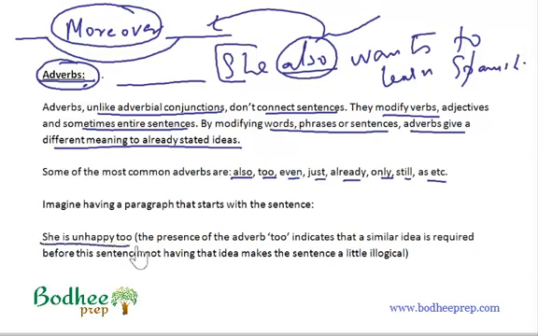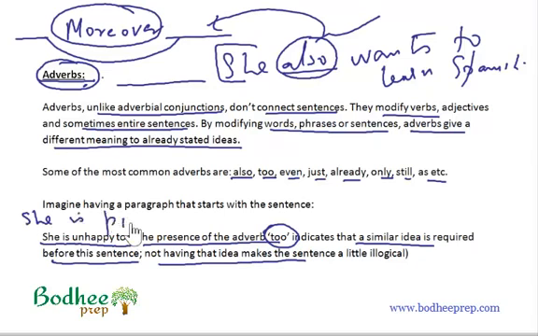She is unhappy too. The presence of the adverb too indicates that a similar idea is required before this sentence. Not having that idea makes the sentence a little illogical. So you can say that she is poor and she is unhappy too. That means apart from being poor, she is unhappy as well. That is how we understand that too is basically adding some kind of similar idea that comes before this sentence, and that is how we can connect them together.